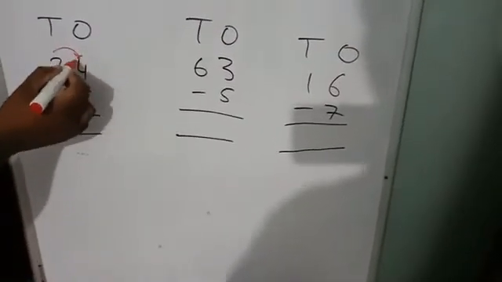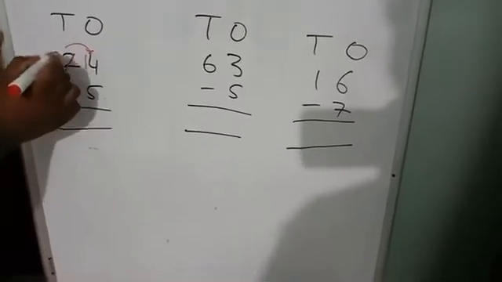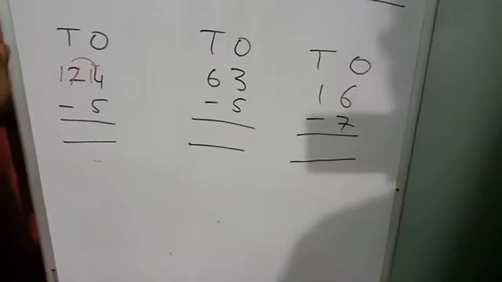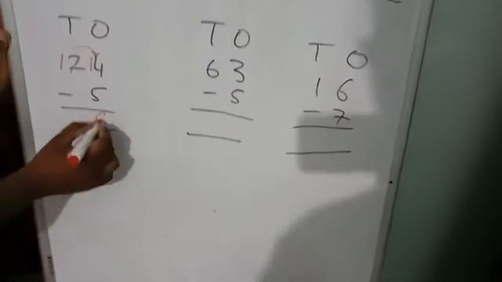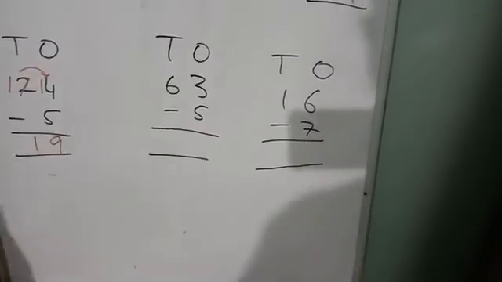Okay. See the next one is also a borrowing one. 5 is bigger than 4. So what we have to do? We will borrow from 2. It becomes 14 and 2 will become 1. So 14 minus 5, 9. And 1 we will write here as it is.